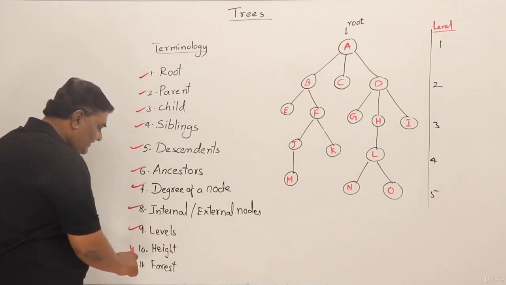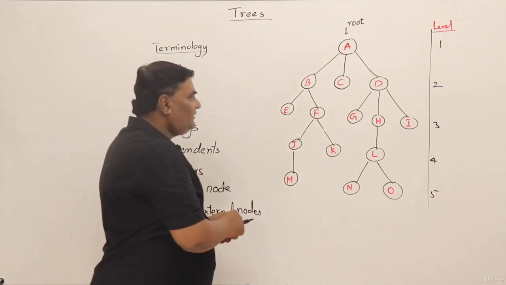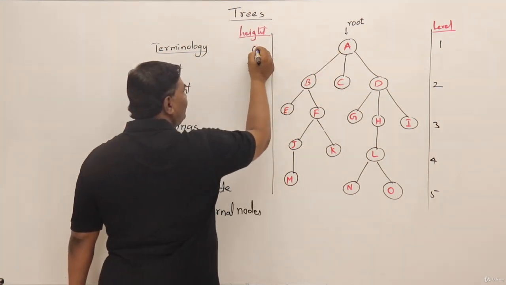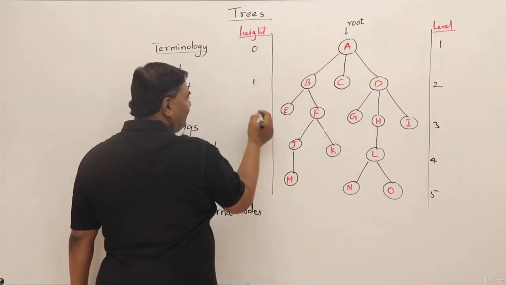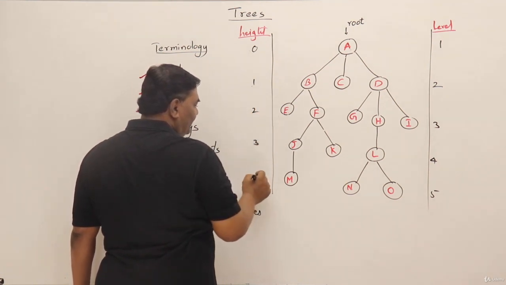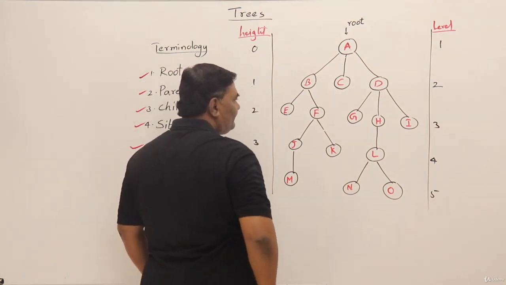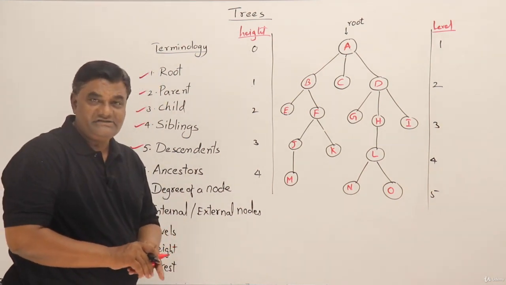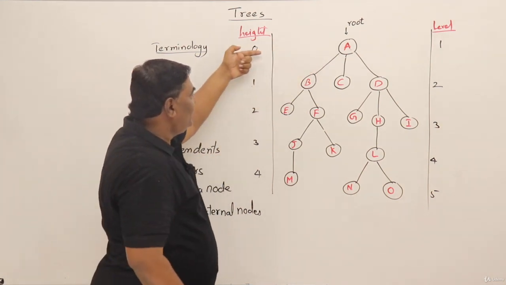The next is height of a tree. Height of a tree, I will mark it here on this side. Root is at height 0 and its children at height 1, then height 2, then height 3 and 4. See, here we count edges. Till here there are no edges.